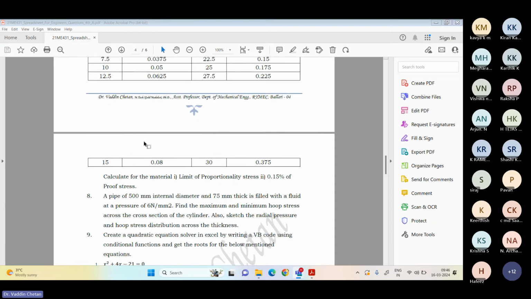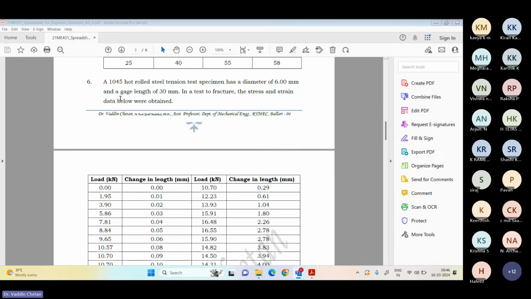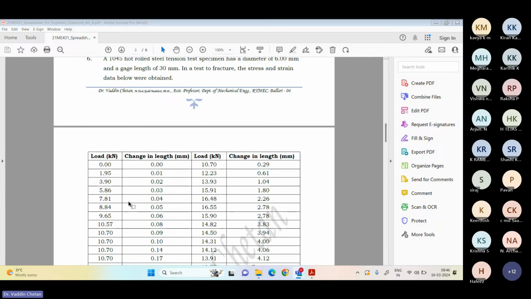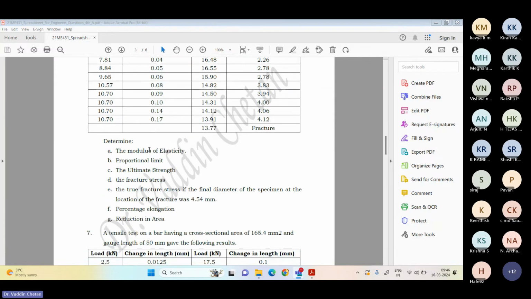So the question here is: a 1045 hot rolled steel tensile specimen has a diameter of 6 mm and a gauge length of 30 mm. In a test to fracture, the data obtained are the load and the change in length. Stress and strain we need to calculate. We need to calculate the modulus of elasticity, limit of proportionality, ultimate tensile strength, fracture stress, true fracture stress, percentage elongation, and reduction in area.